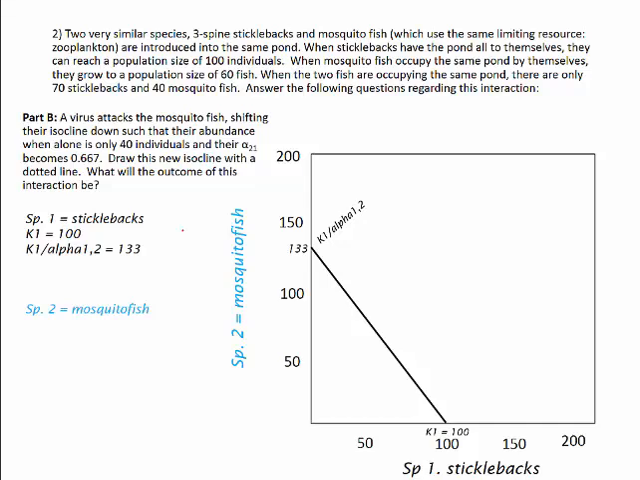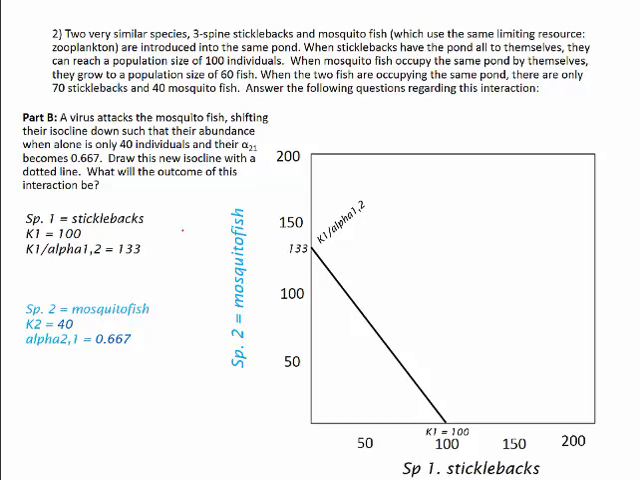And of course, that's the carrying capacity for species 1, the sticklebacks, and that's still unchanged at 100. And K1 divided by alpha 1,2 is still 133. So our isocline for species 1 stays the same. For species 2, our new carrying capacity is 40, as stated in the question. That's easy. And our alpha is 0.667.